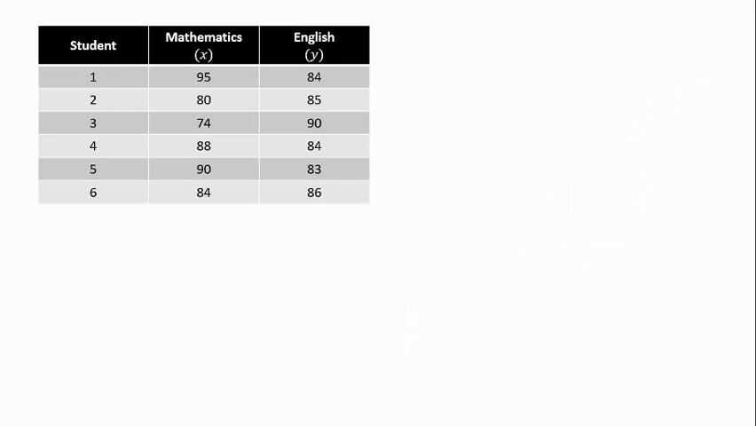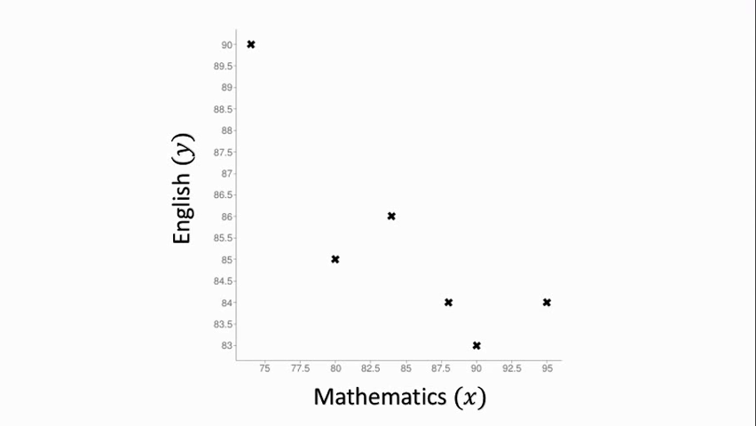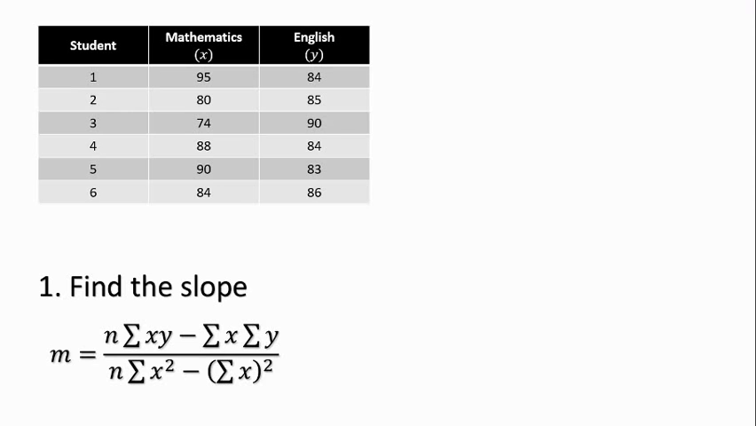Now what if we are still given the math and English grades of the 6 students we mentioned in the previous video, and we are interested in predicting the English grade of a student whose math grade is 86? This is a problem that requires linear regression. This is a scatter plot of the 6 points, and clearly there is a decreasing linear trend of the points. So the goal is to find the equation of the line of best fit and use it to predict the English grade. The first step is to find the slope using this formula.